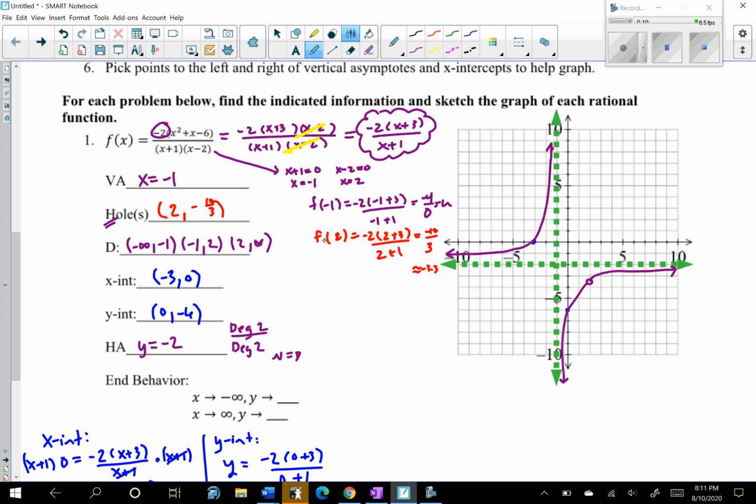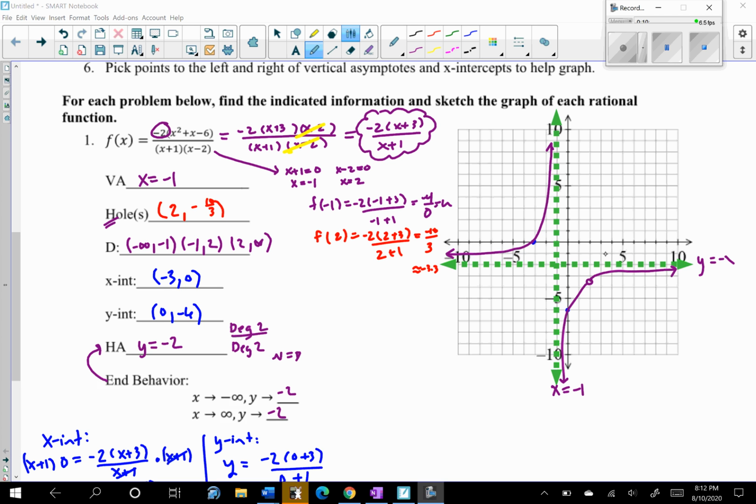My end behavior always follows along my horizontal asymptote. So as x gets large in the positive direction, we follow along -2, and same thing in the negative direction. So the end behavior approaches -2. Because we have those points, we didn't actually have to pick test points on the right and the left of the vertical asymptote to graph, which makes it a lot nicer.